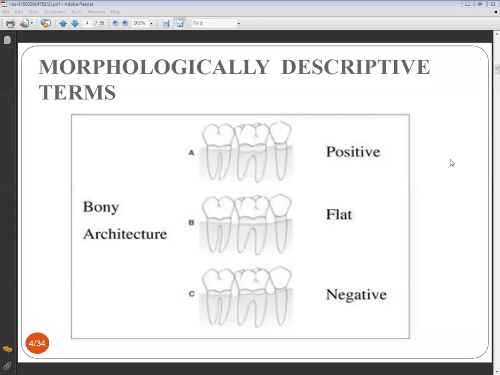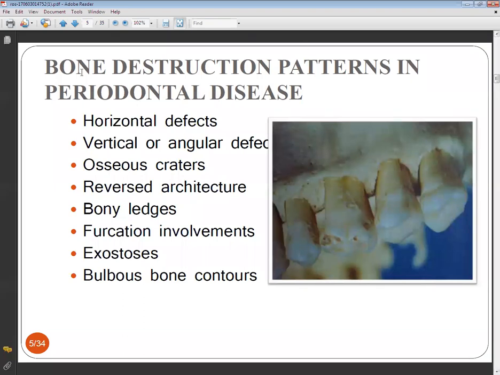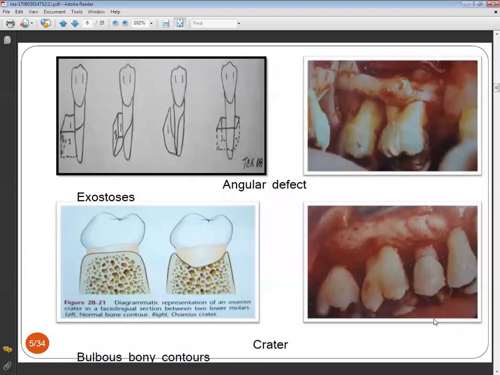That is ideal architecture. If your interdental bone is more coronal to the radicular bone, that is positive architecture. If radicular and interdental bone are at the same level, that is called flat architecture. If your interdental bone is apical to your radicular bone, then it is a negative architecture. I think you are well aware of the osseous defects like horizontal, angular, vertical craters, bony edges, furcation involvement, exostosis, and bulbous bone.